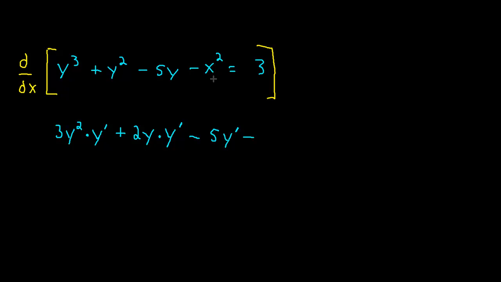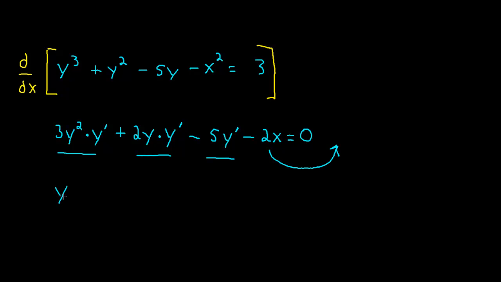The derivative of x squared with respect to x is simply 2x. And this all equals 0. Okay, the last thing to do is to gather up all our y primes. So I have a y prime here, here, and here. So I'm going to factor that y prime out, and I'm going to move this guy to the other side.